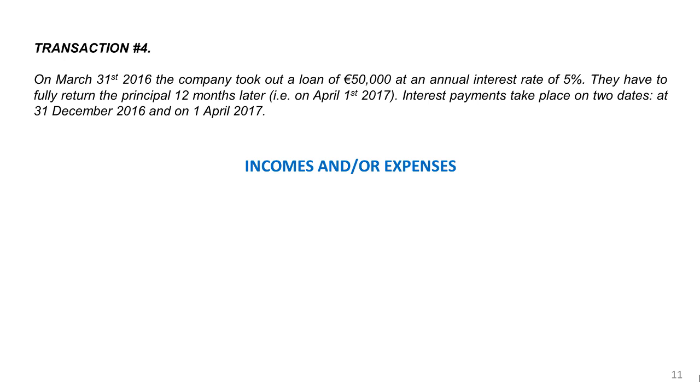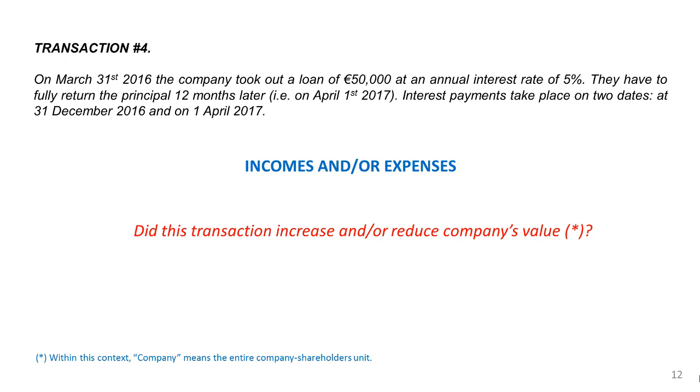We now search for possible incomes and expenses with regard to the loan. Thus, if the company's value increases, in other words, if Copen's wealth increases due to this transaction, we will be able to state that borrowing this loan involves an income. On the other hand, if the company's value decreases, or in other words, if Copen's wealth decreases due to borrowing that loan, we will be able to claim that this transaction involves an expense. As mentioned above, within this context, company means the entire company shareholders unit.